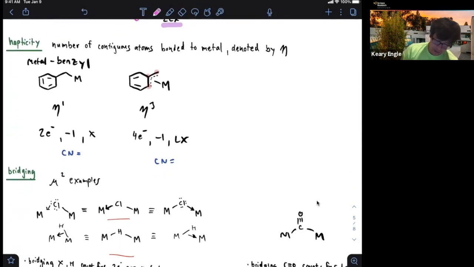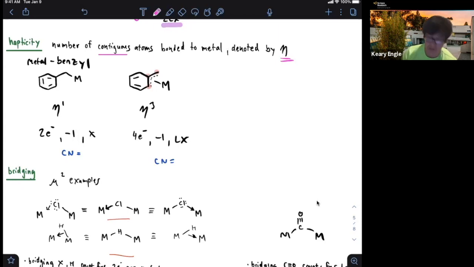Okay, so we've touched on this topic of hapticity, but now I'll formally define it as the number of contiguous atoms bonded to a metal, and this is denoted by the Greek letter eta. So if you hear eta 1, eta 2, eta 3, that's referring to hapticity. And it's different from kappa because kappa refers, as you remember from the part of the lecture on chelation, to non-contiguous or discontiguous atoms. So hapticity is the number of contiguous atoms engaged in bonding.